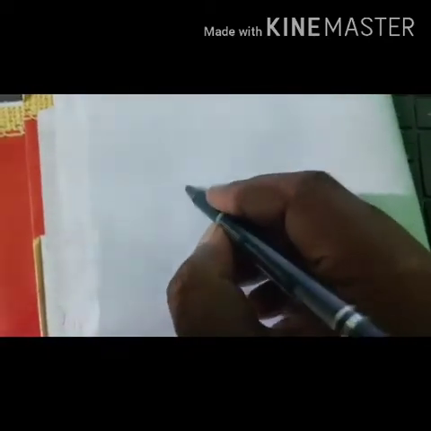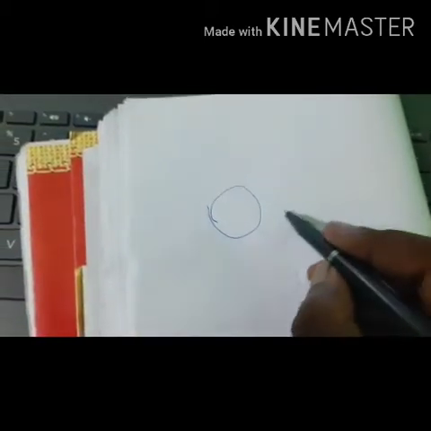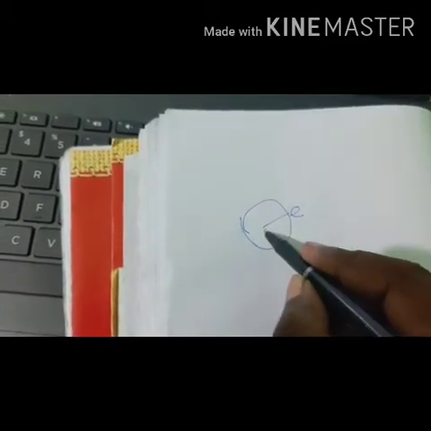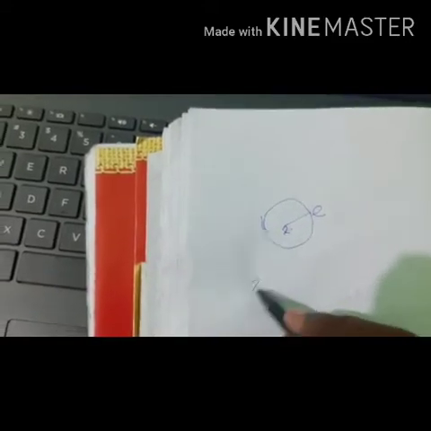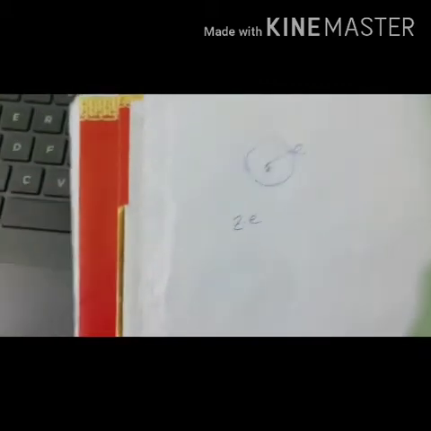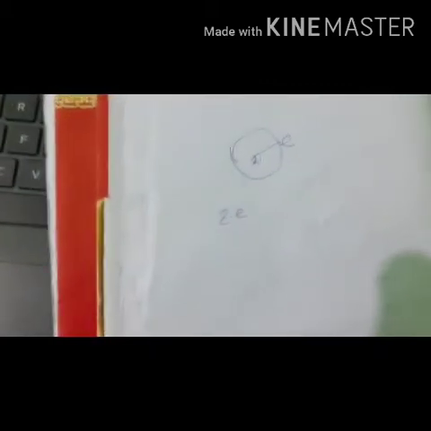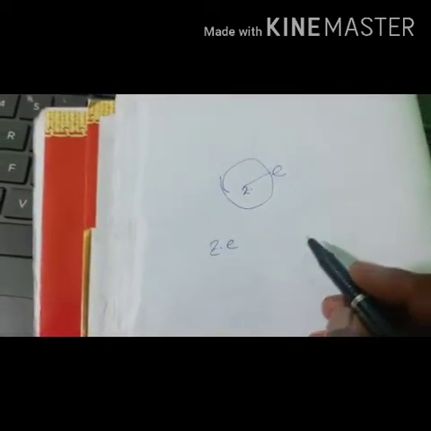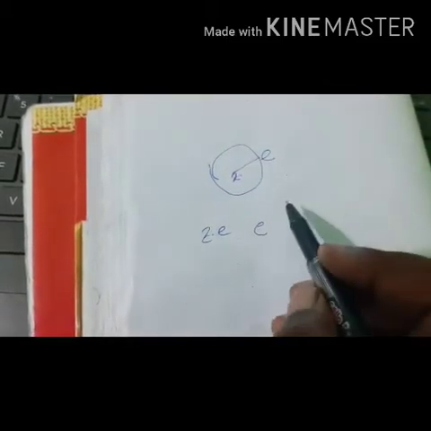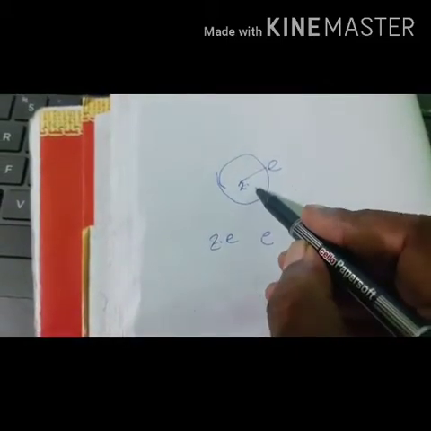Let us take that an electron is revolving in a circular orbit, and I am taking here an atom with atomic number Z. That means how many protons will be there? Z number of protons will be there. That means the total charge in the nucleus will be Ze. And then we consider that the electron is also present here, and the electronic charge is equal to e.